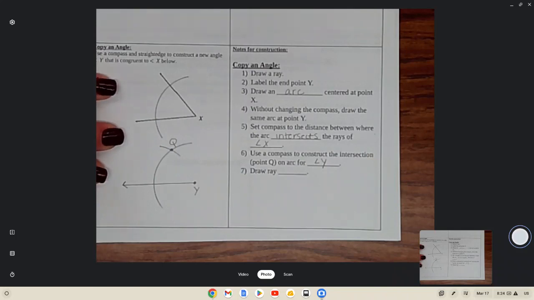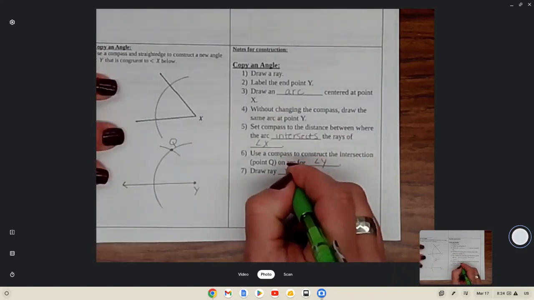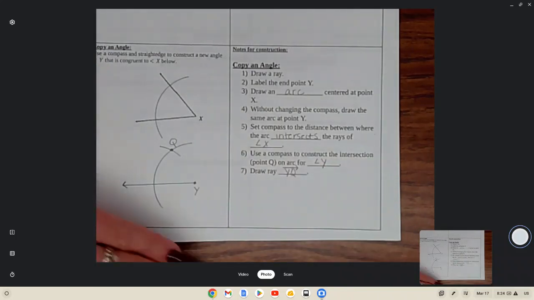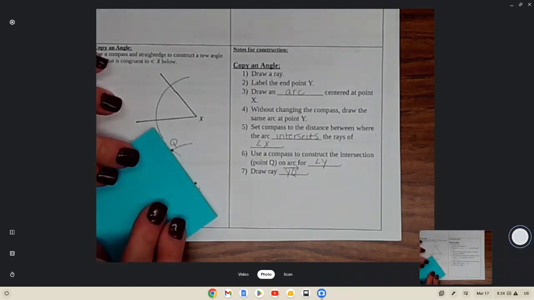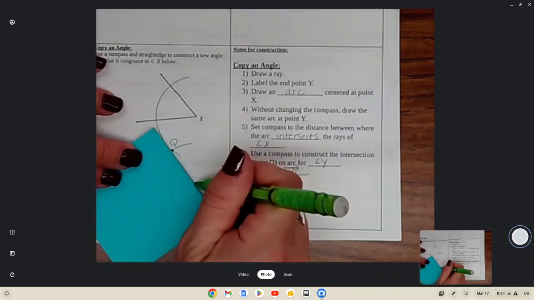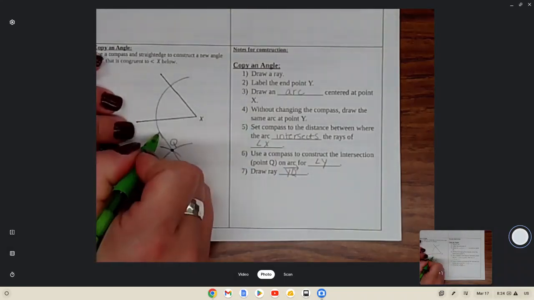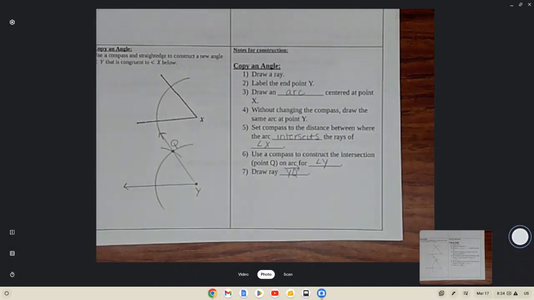Then step 7, draw the ray YQ. So again, you can use your straight edge. If I'm going too fast, let me know. I can slow down. So if we were to take a protractor, these angles would have the exact same measure. And we just did it without a protractor.